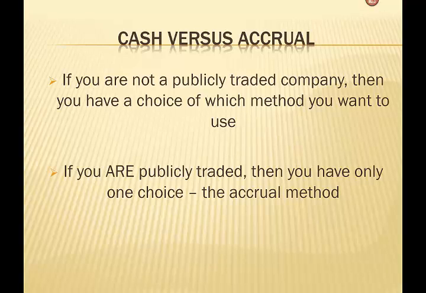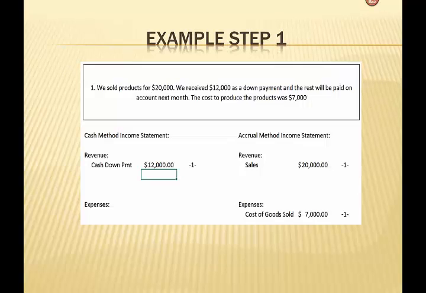If you are not a publicly traded company, then you have a choice as to which method you will use. So if you're a small business, you can choose to go with the cash method and just do your accounting out of your checkbook. However, if you are a publicly traded company, then you have to use the accrual method. There is no choice for you. The reason for that is when we want to do ratio analysis or compare company to company in an industry, for example, we want each company to be using the same methodology. So they have to use the accrual method so that we can compare apples to apples. So let's work through an example here.